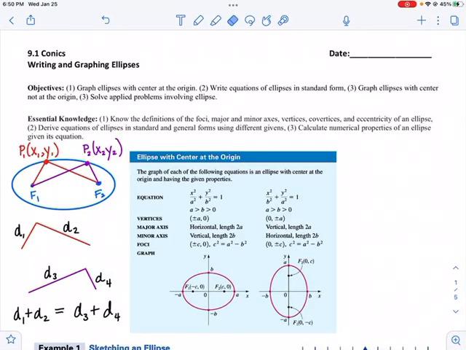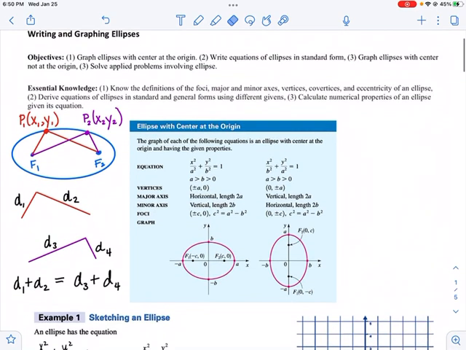Okay, hi folks. Today we are looking at conics and writing and graphing ellipses. So remember, the ellipse is one of the conic sections, and the objectives are listed there. We'll let you read those. Graph ellipses with center at the origin, write equations of ellipses in standard form, graph ellipses with the center not at the origin, and solve applied problems involving the ellipse.